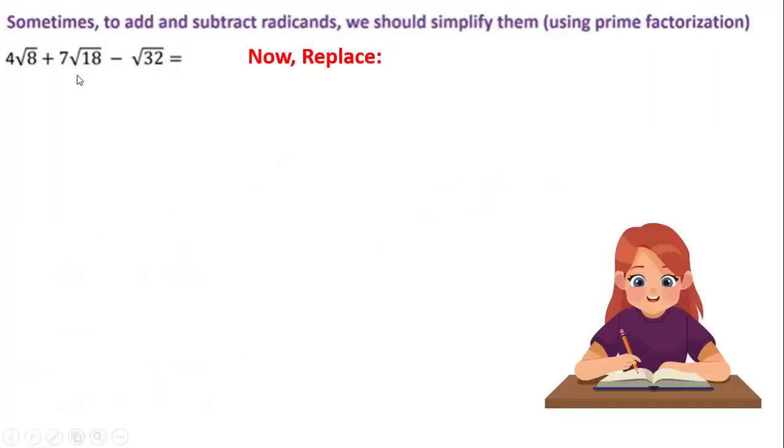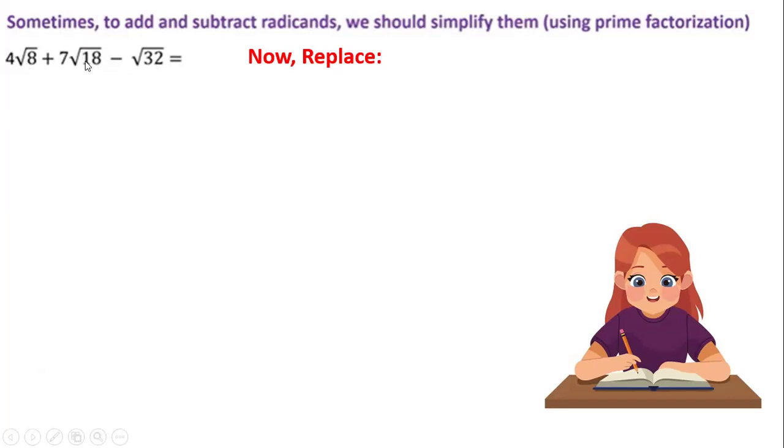Now, sometimes to add and subtract radicals, we should simplify them using prime factorization. Let's look at this expression: 4 radical 8 plus 7 radical 18 minus radical 32. Here the radicand is 8, here the radicand is 18, and this radicand is 32. All of them are different. We cannot add or subtract them, but 8 is not a prime number. I should change it using prime factorization. Also 18 should be written using prime factorization, also 32.